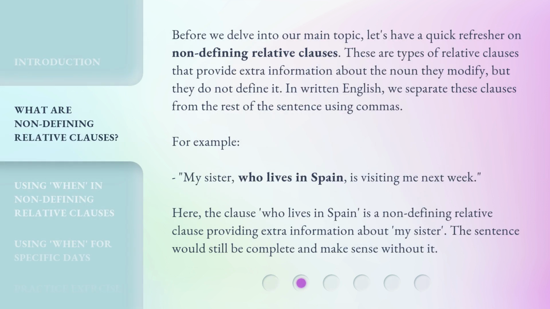Before we delve into our main topic, let's have a quick refresher on non-defining relative clauses. These are types of relative clauses that provide extra information about the noun they modify, but they do not define it. In written English, we separate these clauses from the rest of the sentence using commas. For example, my sister, who lives in Spain, is visiting me next week. Here, the clause, who lives in Spain, is a non-defining relative clause providing extra information about my sister. The sentence would still be complete and make sense without it.